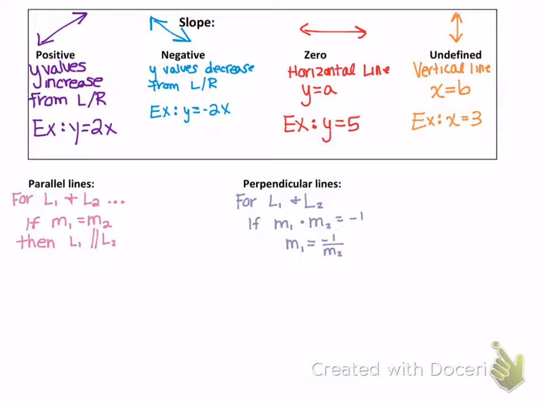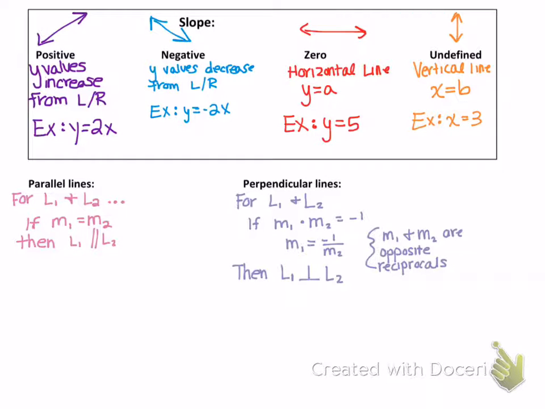Now this is very fancy for saying that m1 and m2 are opposite, meaning the opposite sign, positive or negative, reciprocals. I know you remember this, but what I wrote on the left is just the notation for it. And then we say that line 1 is perpendicular to line 2.